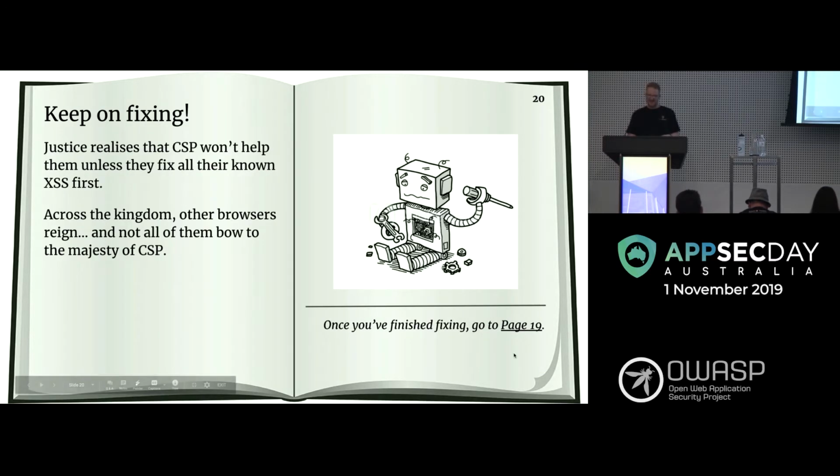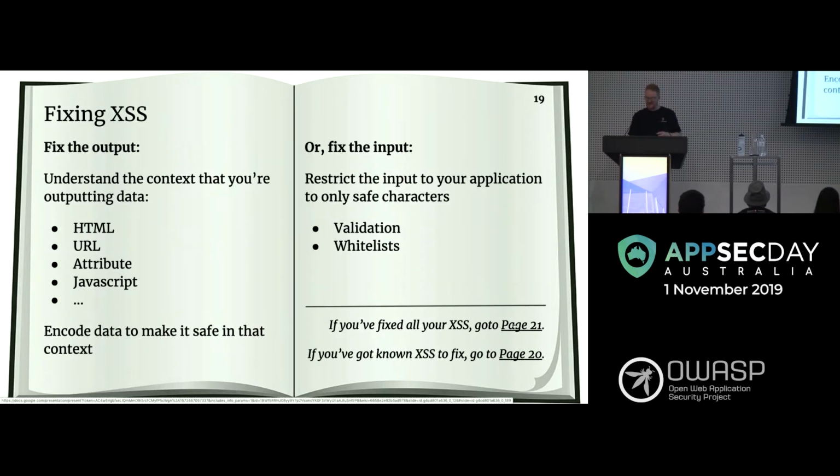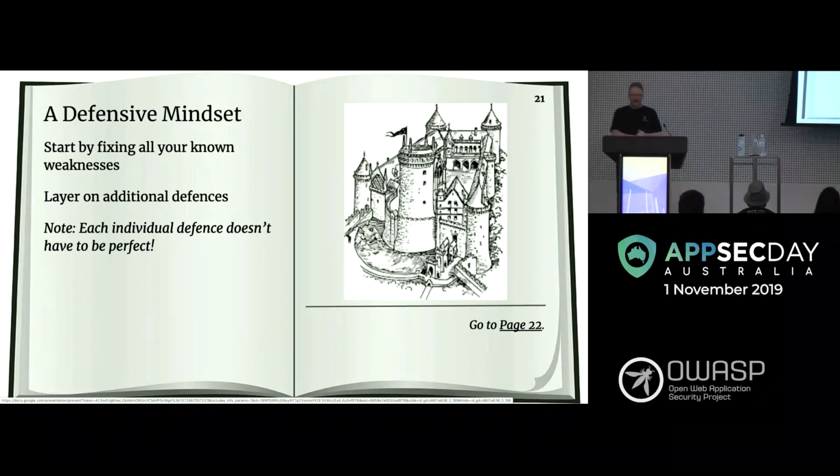Okay, keep on fixing it. So this talk is for people that think they've fixed all their cross-site scripting, because content security policy is just like an extra defense that you'll add. So fix all the stuff you know about now. And mainly that's because not all browsers support content security policy. Okay, now we've fixed it. Okay, so why do we need to fix it first?